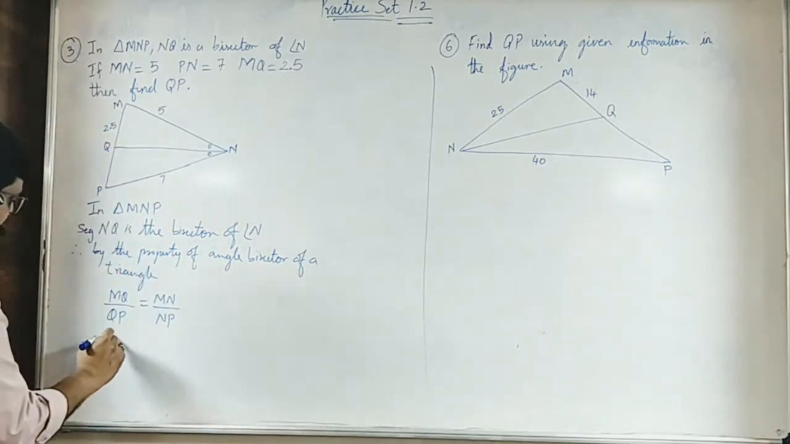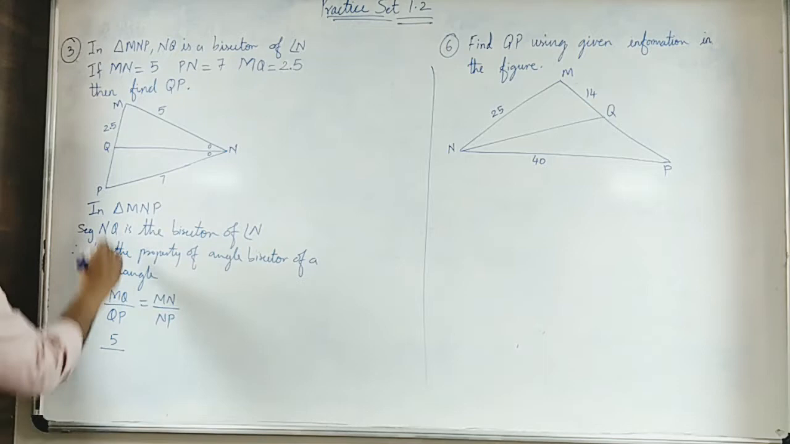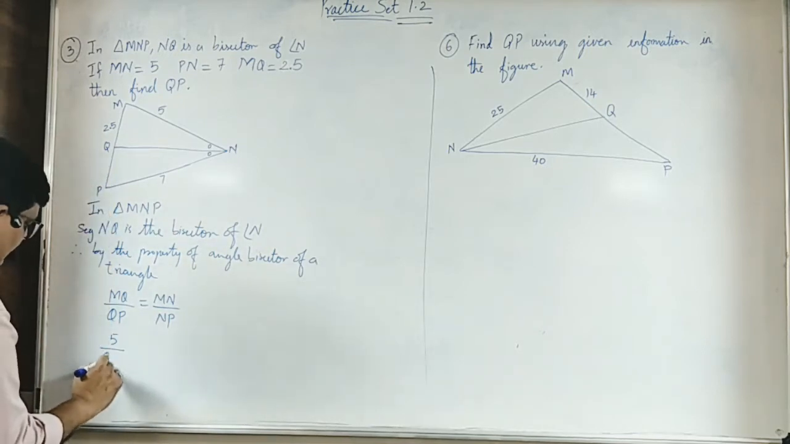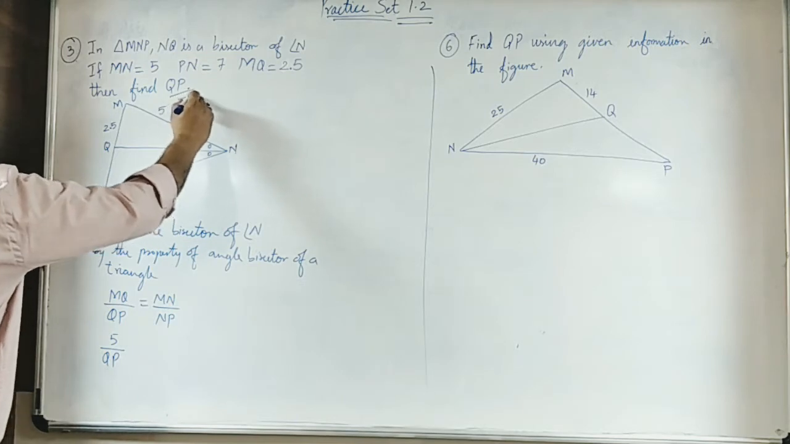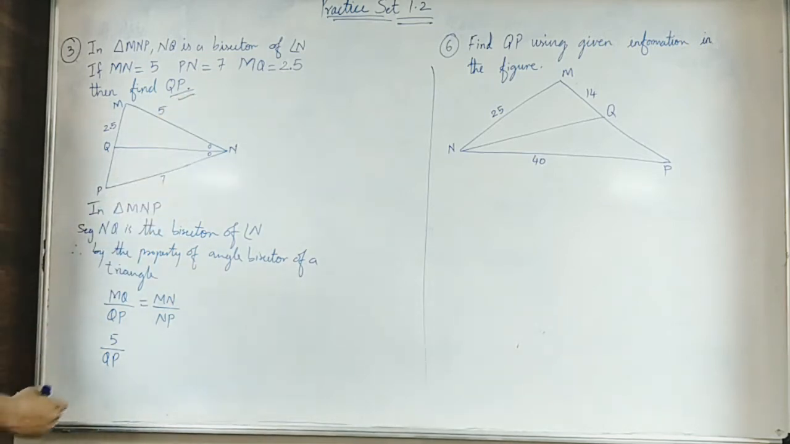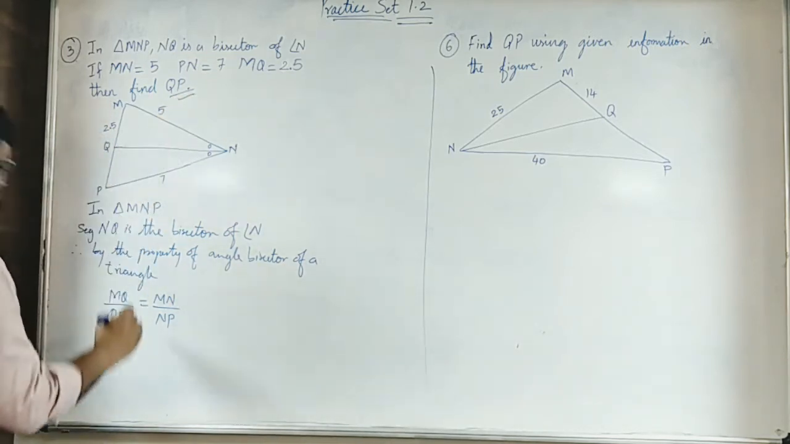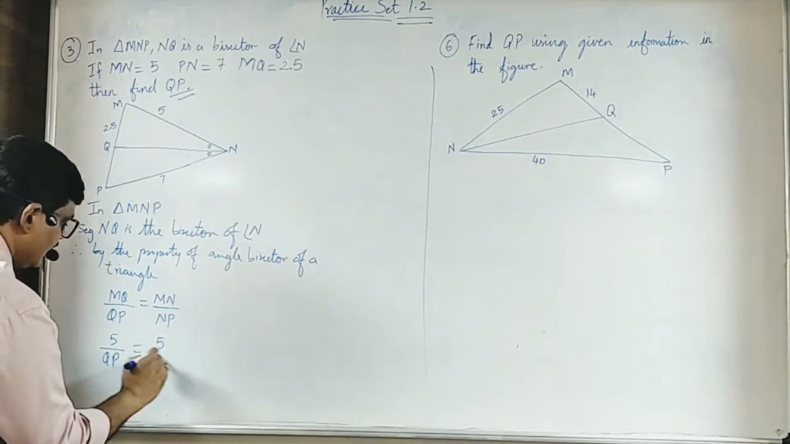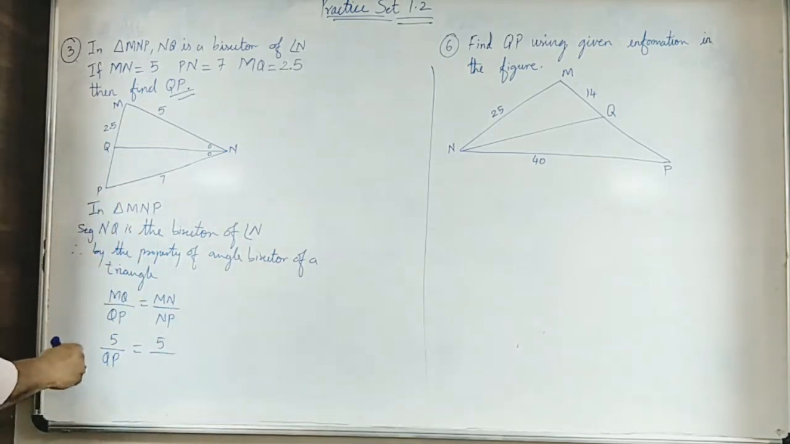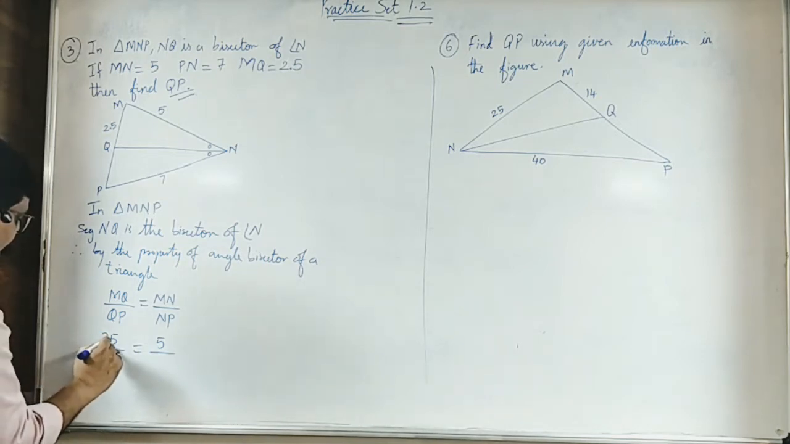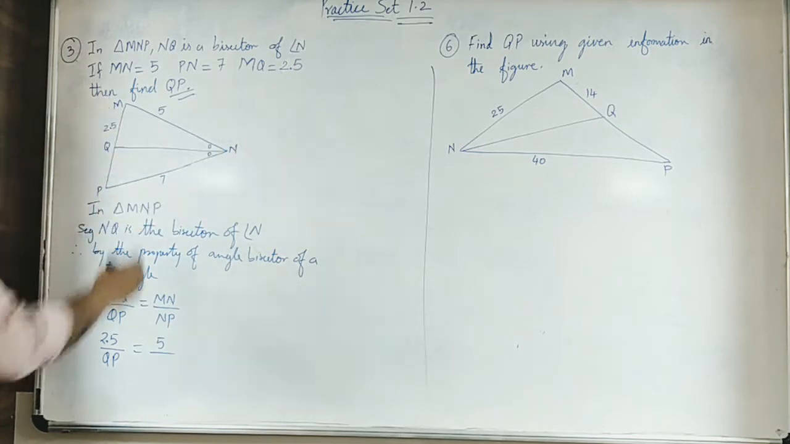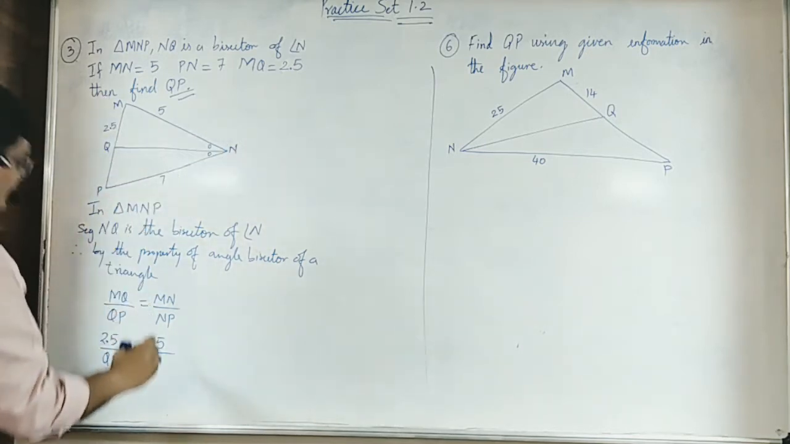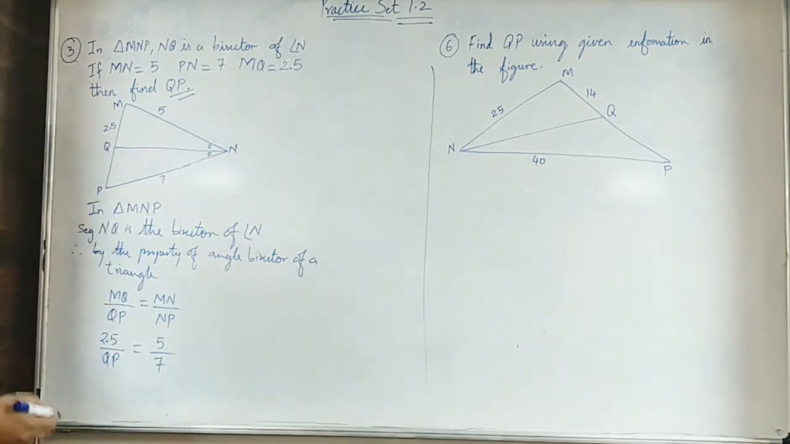MQ's value is what? 2.5. QP's value we have to find out. This QP we are told to find in this question. Then MN's value we got is 5, and NP's value we got is 7. It's so simple, very simple.